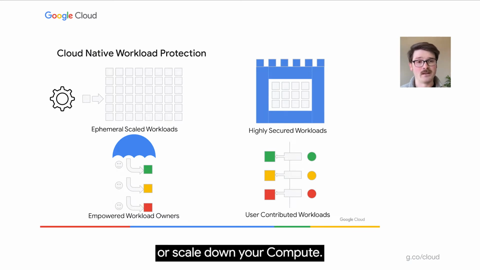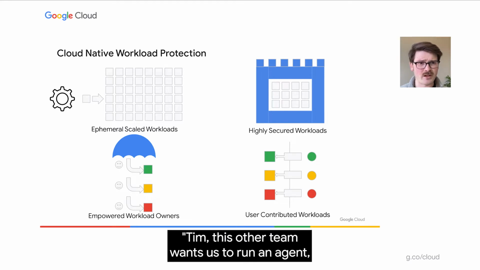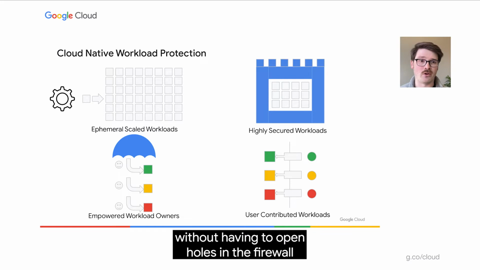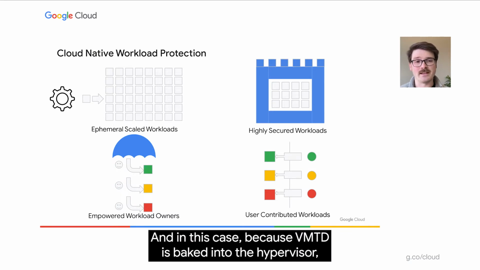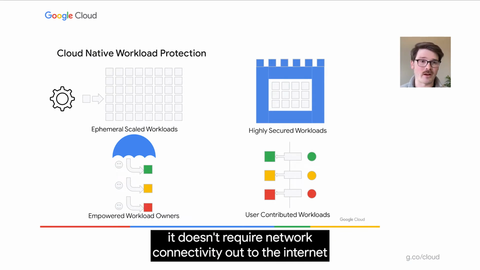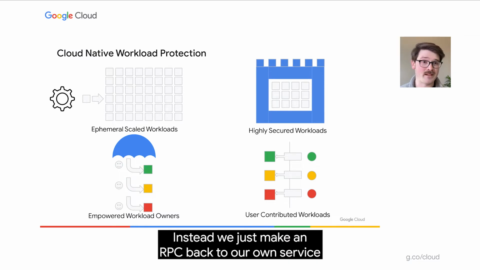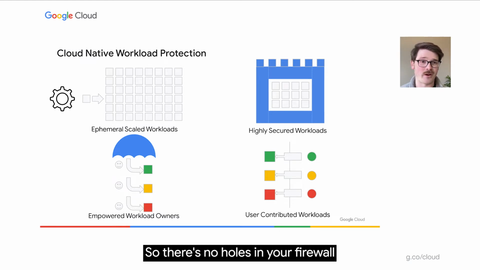In the second case, I've had security teams come to me and say, Tim, this other team wants us to run an agent, but we've already put a totally locked down network around our workload. How can we still protect these instances without having to open holes in the firewall for the agent to call back to its C2 or to get its updates or its management? And in this case, because VMTD is baked into the hypervisor, it doesn't require network connectivity out to the internet to give results to Command Center. Instead, we just make an RPC back to our own service and say, here's the threats we've detected. So there's no holes in your firewall to make this protection work. So there's the 2 technology cases.